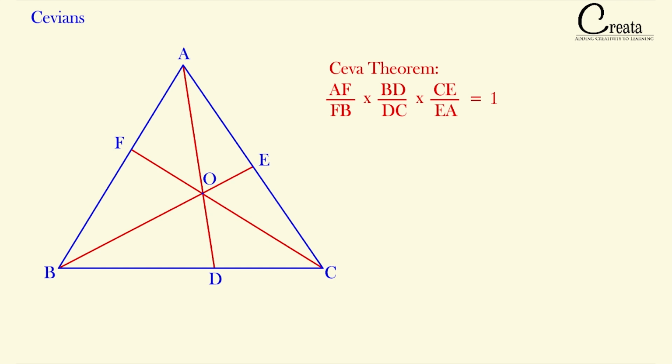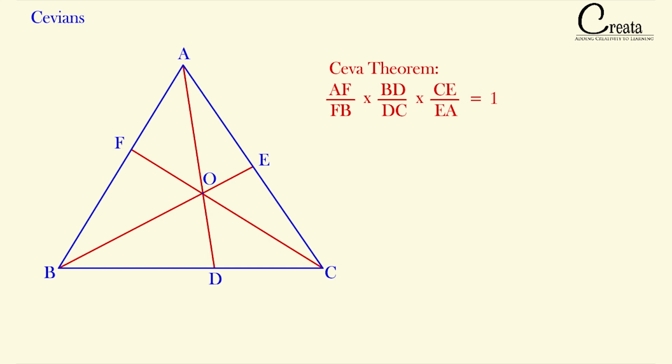If you observe this formula, you will see that the line segments that we have taken are in a cyclic order, that is AF, FB, BD, DC, CE and EA. All these line segments are coming in a cyclic order. Or we can also say the product of the ratios of the segments of the Cevians in a cyclic way is always 1. Okay, multiplication of these ratios in a cyclic order is 1. So this is the famous Ceva's theorem.